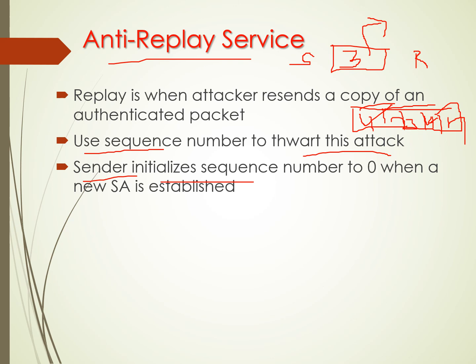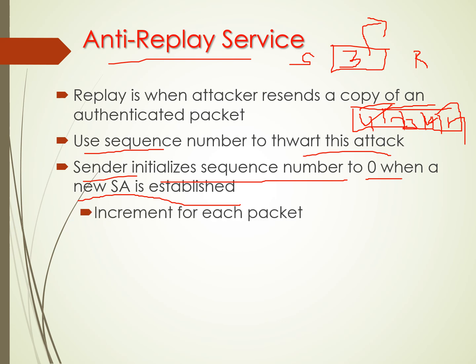The sender initializes the sequence number to 0 when a new security association is established. The sender always sends each data packet with a unique sequence number: 1, 2, 3, and so on up to n data packets, incrementing for each data packet. It must not exceed the limit of 2 to the power 32 minus 1. That is a certain limit for the data packet sequence, and it should not reach 2 to the power 32 minus 1.